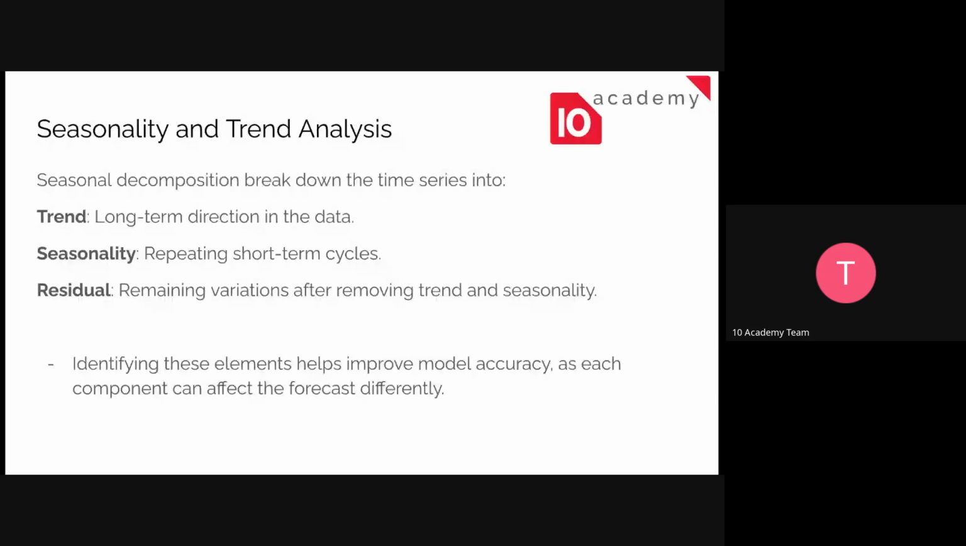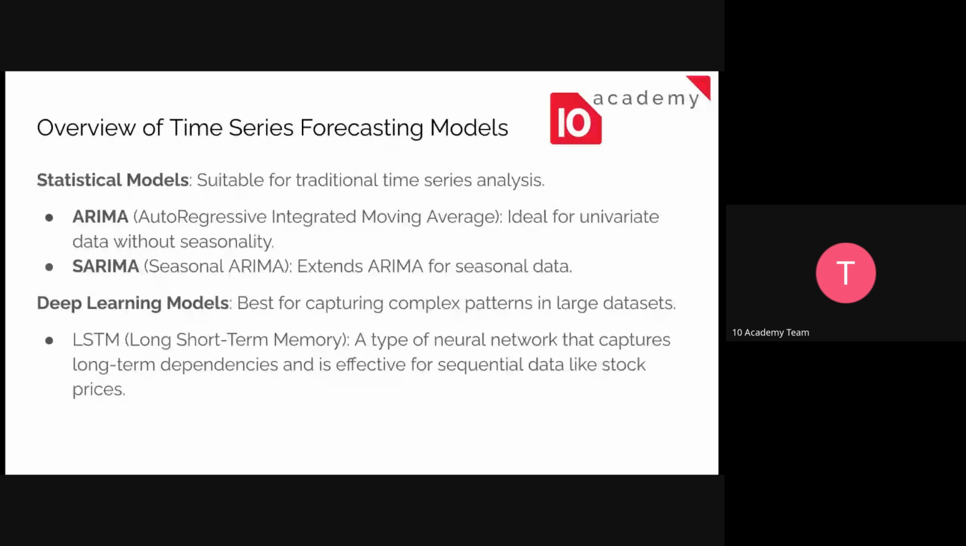For forecasting, we have a lot of ways to forecast, but the main ones are statistical. From the statistical models, we have ARIMA, and for seasonal data, we have SARIMA. The S is just for seasonality. It's just an addition of one parameter. Basically, it's just an extension of ARIMA. And from the deep learning models, we have LSTM, which is the long short-term memory.